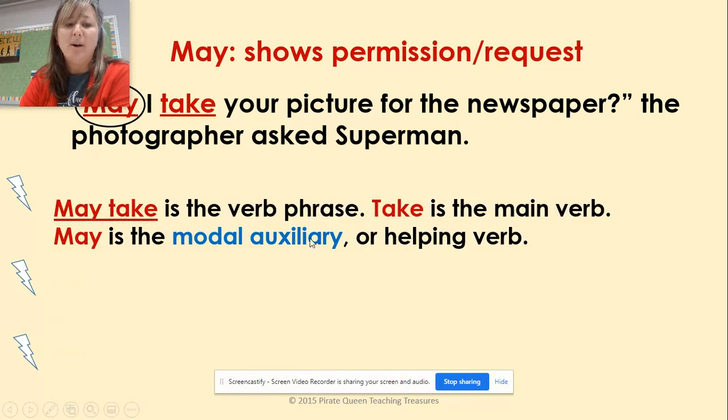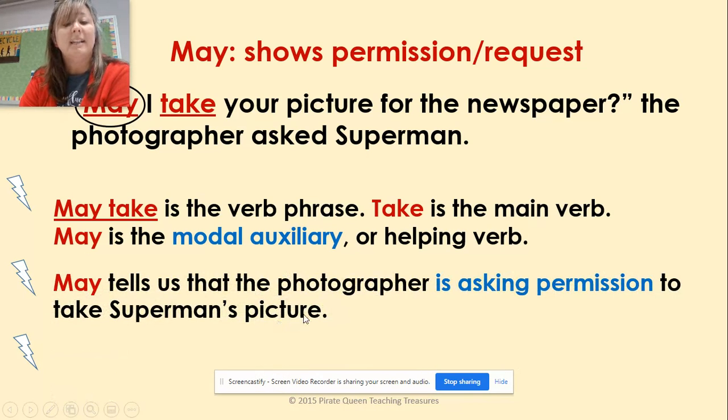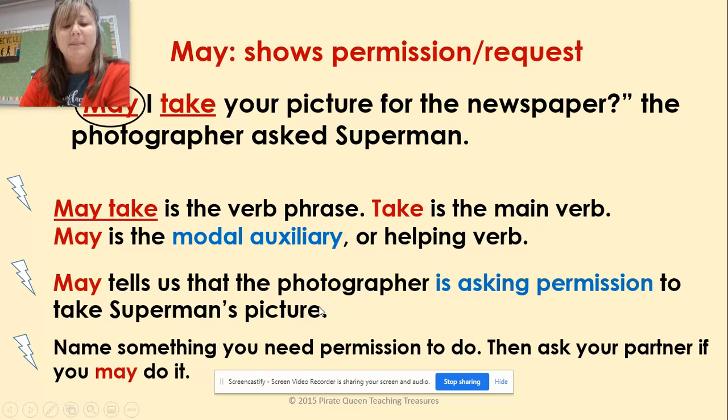So may is our modal auxiliary. May take is our verb phrase. Take is the main verb. May is the modal auxiliary. May tells us that the photographer is asking permission to take Superman's picture. Name something you need permission to do. Then ask or say it out loud.